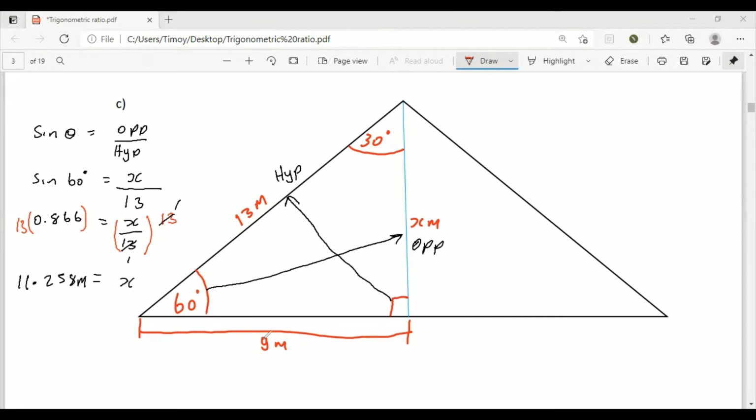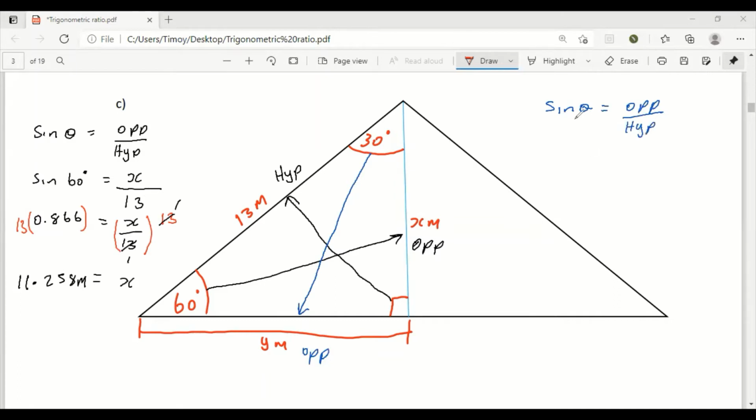Now, to determine the value of y, the angle in focus will be the 30 degrees. So let's label this triangle according to the 30 degrees. If I label this triangle according to the 30 degrees, note that where this length y is, that's going to be the opposite. And the hypotenuse will remain the same. It won't change. So therefore, sine theta is going to equal the opposite length divided by the hypotenuse length.